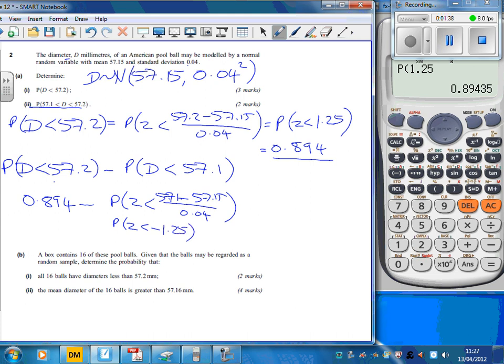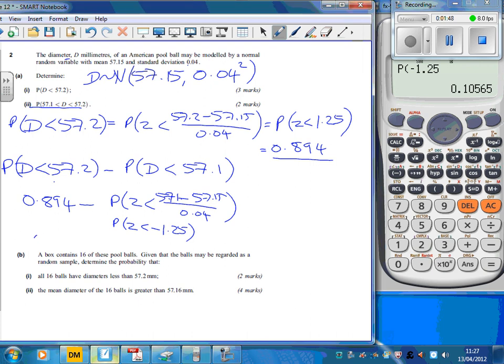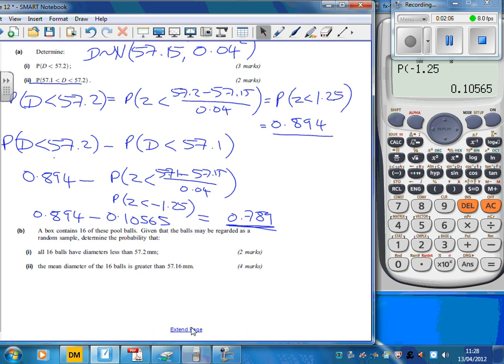Of course, the beauty of these calculators is we can just tap in minus 1.25, let's put that in there, and that gives us 0.10565. So we've got 0.894 minus 0.10565, and that gives us our answer to that part there as 0.789. Let's move down and look at the second part.